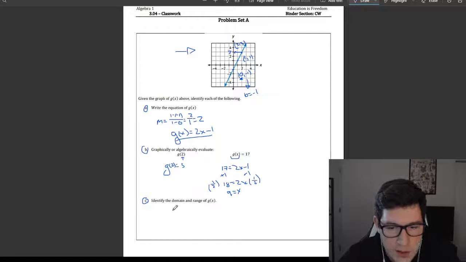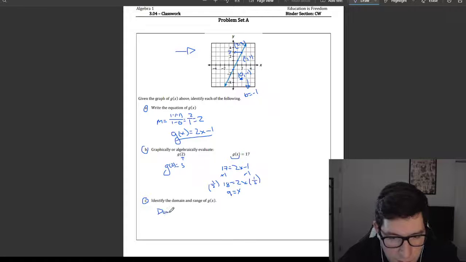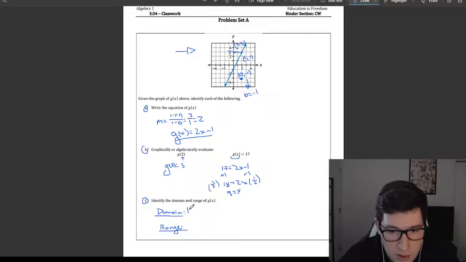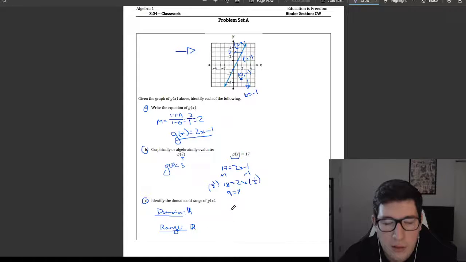All right, and then part C, identify the domain and range of g of x. Well, again, we ask ourselves that lovely question: is there anything going on that's actually going to restrict what I can possibly have for inputs or outputs? And looking at this, I see I have arrows. I know it's going all the way down forever and all the way up forever. So no, there's no restrictions going on in this. So I know that for both of these, it's going to be all real numbers. The domain and range for this function will be all real numbers.